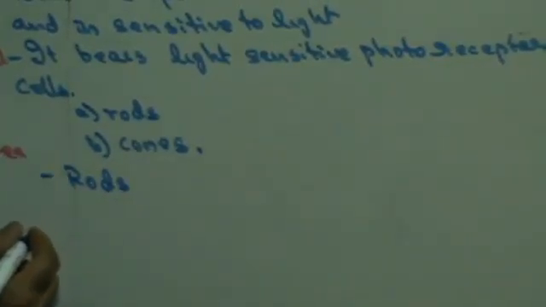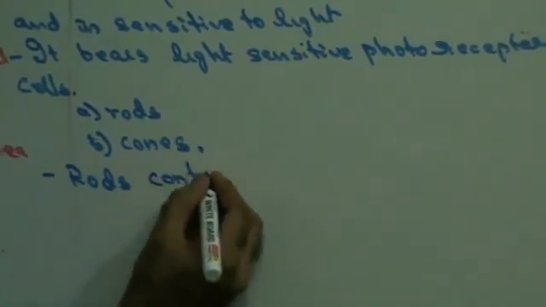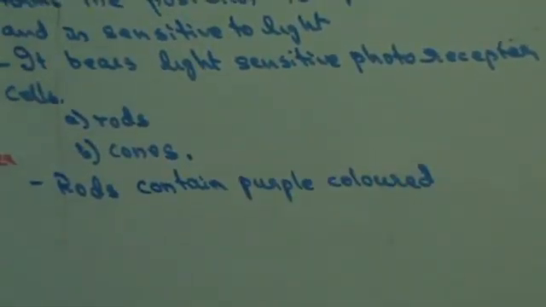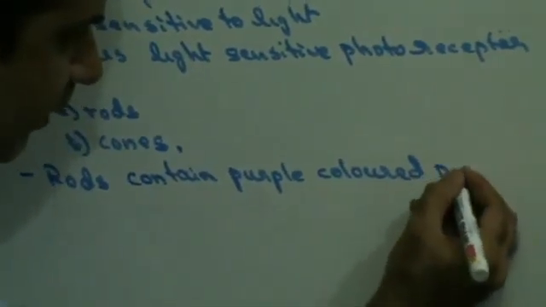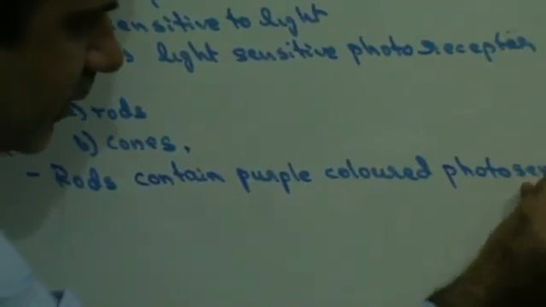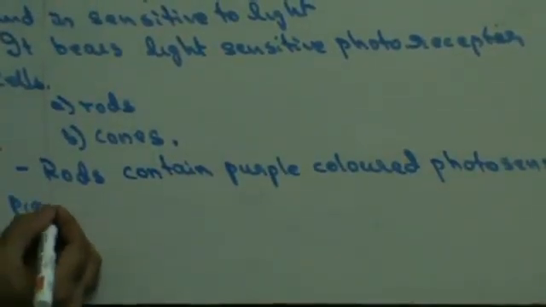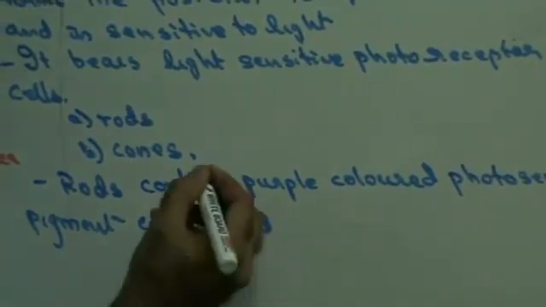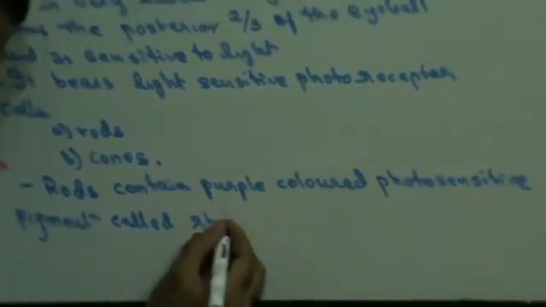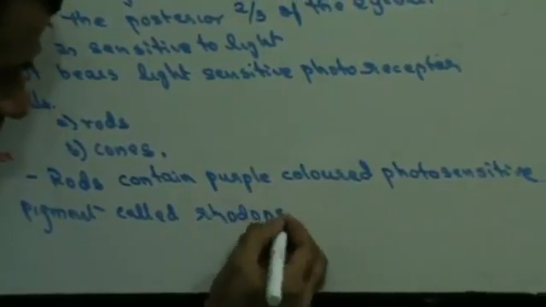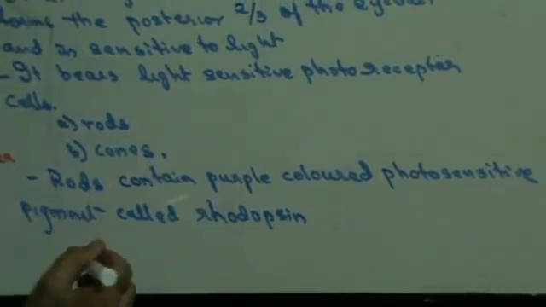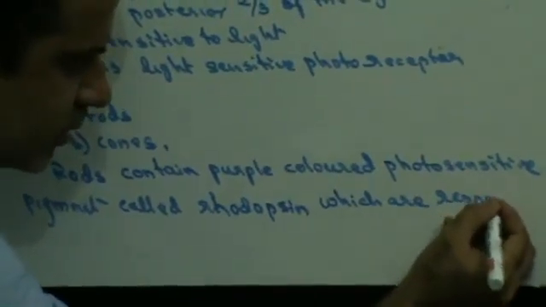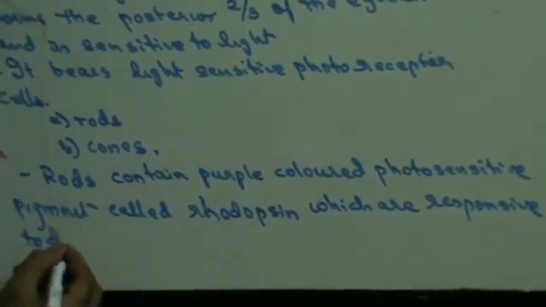Rods contain a purple colored photosensitive pigment called rhodopsin, right, which is responsive to dim light.